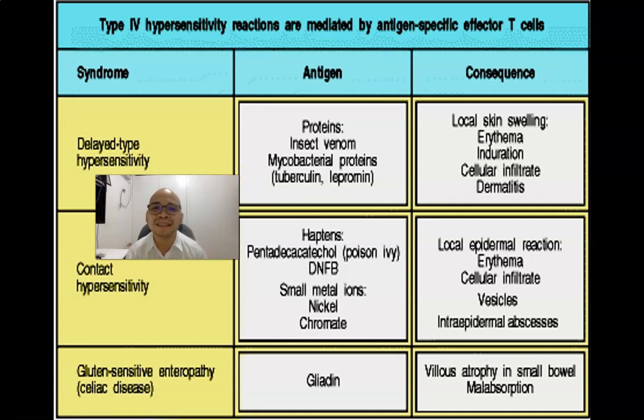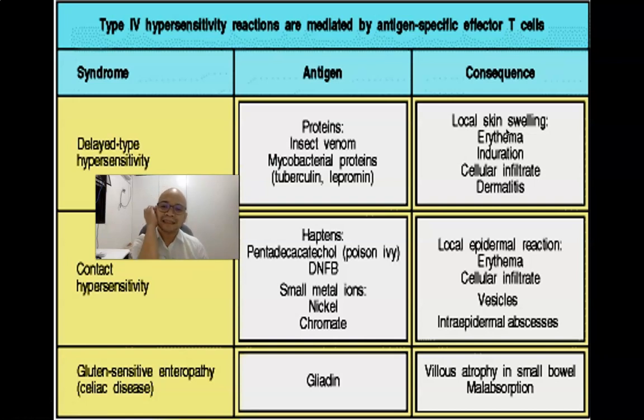The consequence of this one is local skin swelling, erythema, induration, cellular infiltrate, and dermatitis. Contact hypersensitivity, the most common type of antigen here is the one found in poison ivy. So we call them haptens because they are low molecular weight, small metal ions such as nickel and chromium. The consequence would be local epidermal reactions such as erythema, cellular infiltrate, vesicles, and intraepidermal abscess.